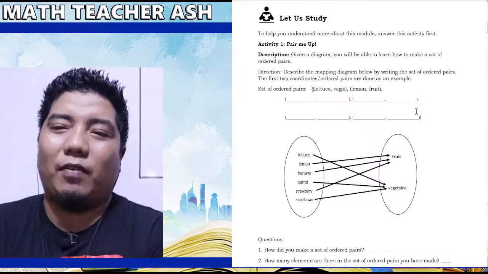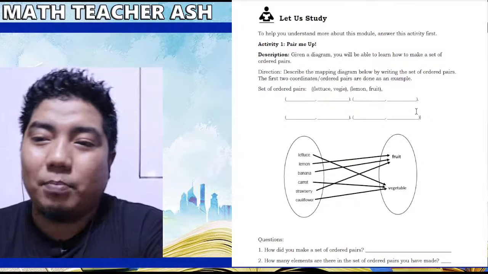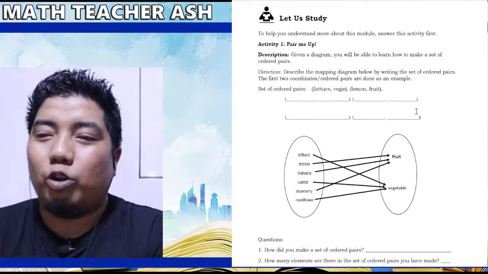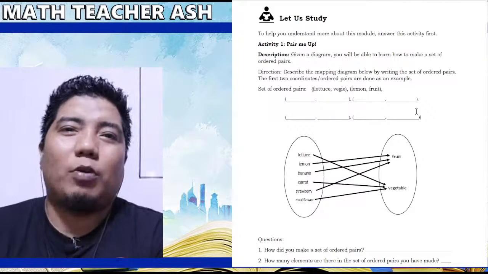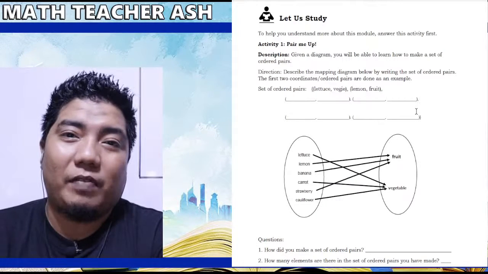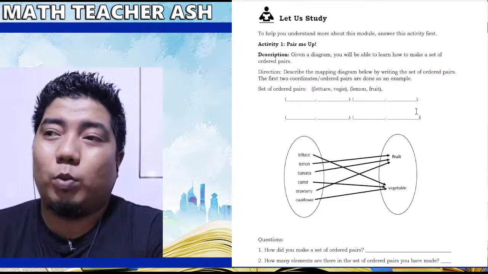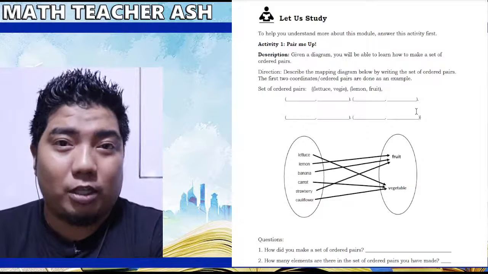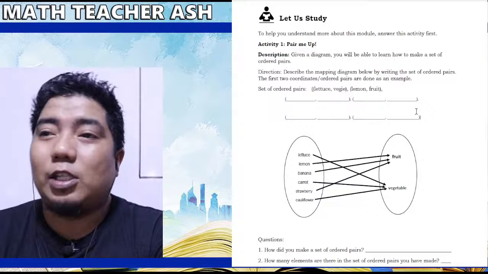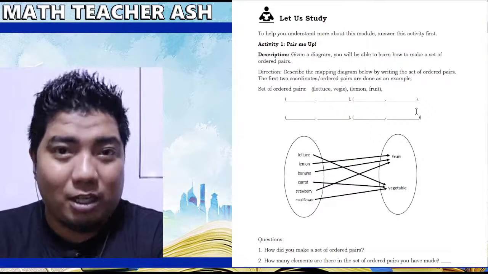So we have here the first activity, pair me up. Sabi dito, given in the diagram, which is itong dalawang oblong na ito, you will be able to learn how to make a set of ordered pairs. Now remember, yung na-lesson pa natin doon sa grade 7 and even sa elementary, meron tayong topic about ordered pairs. This is what we call the coordinates of a certain point. So this is represented by the x and y. And this is also used for us to locate or to pinpoint a certain location in the Cartesian plane.